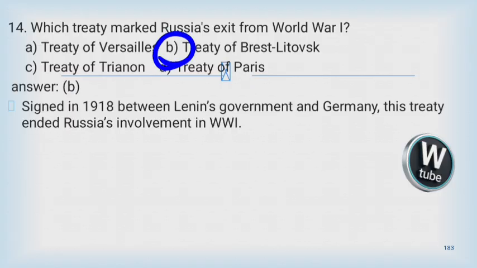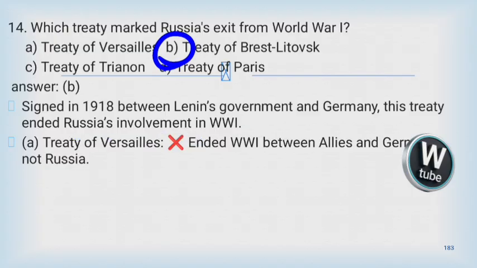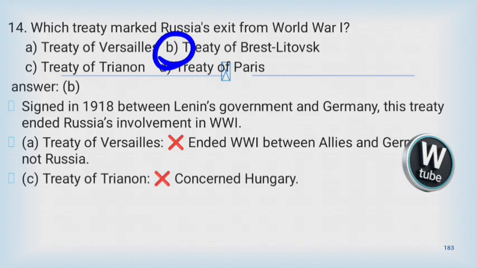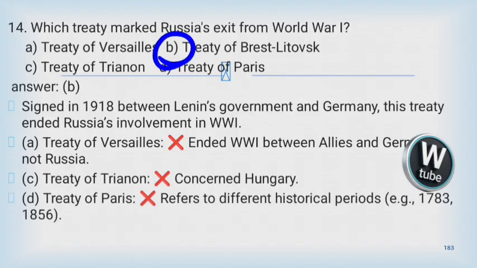This treaty was signed in 1918 between Lenin's government and Germany, and it ended Russia's involvement in the First World War. The Treaty of Versailles was used to end the First World War between the Allies and Germany, not Russia. The Treaty of Trianon concerned Hungary. And the Treaty of Paris refers to different historical periods, for example 1783 and 1856.